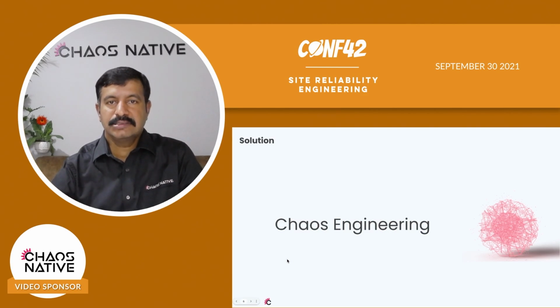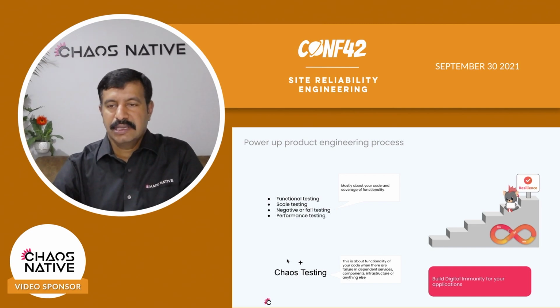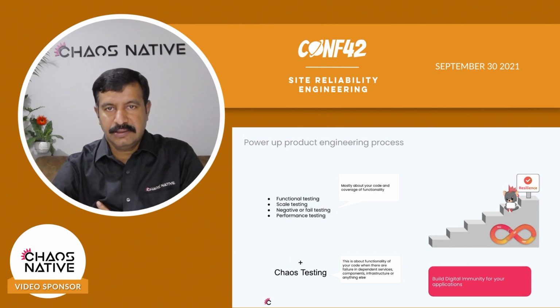And the answer is to practice chaos engineering. What is chaos engineering? I'm already doing some testing. I'm doing some negative testing, called failure testing or fail testing. Mostly that's really about application-related negative scenarios. We are talking about introducing chaos testing, which is about dependent component failures and how those will affect your application service.